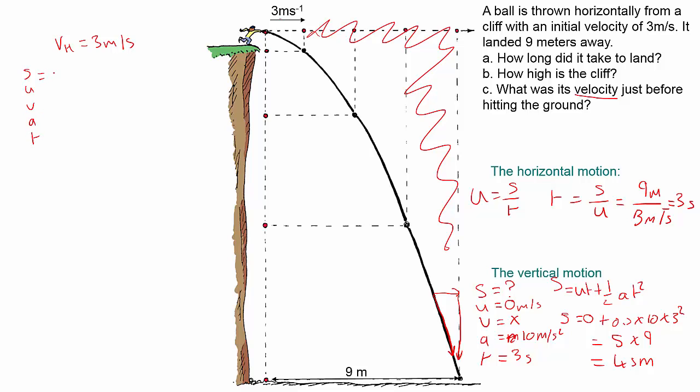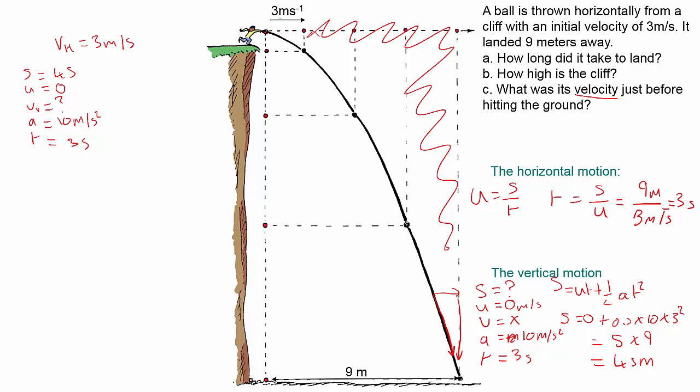Do we know which distance it's travelled? Yes, it travelled 45 metres, we just worked that out. Its initial velocity was 0. Its final velocity we want to know. Its acceleration is 10 metres per second squared. And the time that it took to get there was 3 seconds.